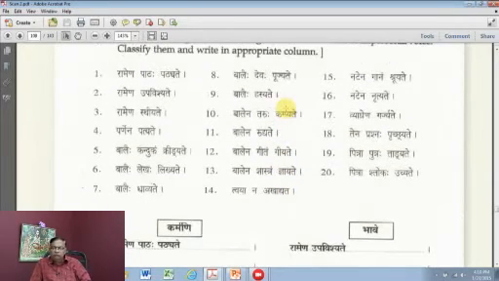Next. 15. Natena ganam shruyate. Karmani prayoga. Make it kartari, active. Nataha ganam shrunoti. Next. Natena nrutyate. Bhave prayoga. Nataha nrutyati. 17. Vyagrena garjyate. Bhave prayoga. Vyagraha garjati iti arthaha. Vyagraha garjati. Tiger roars. 18.